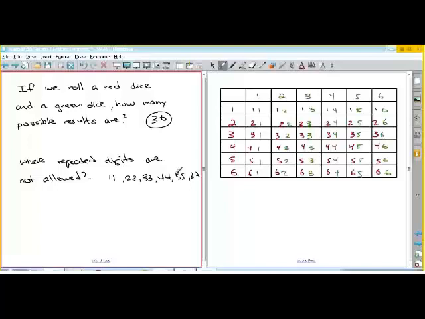So what I would do in that case is I would say, okay, here's all my possibilities. Let me eliminate the ones that don't apply, that I'm not allowing. So I would mark these out. How many am I marking out? 1, 2, 3, 4, 5, 6. So the answer, if I said, what are the possible results where repeated digits are not allowed, would be 30.